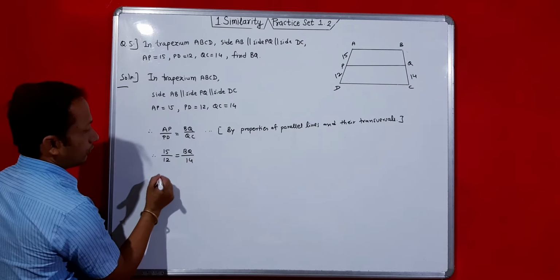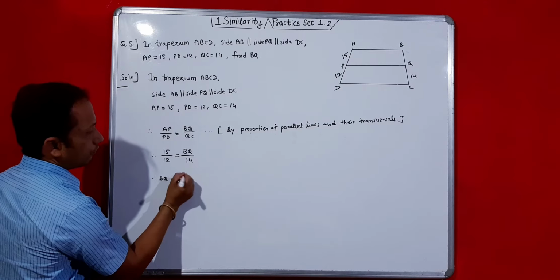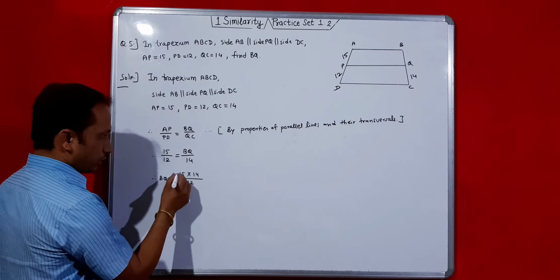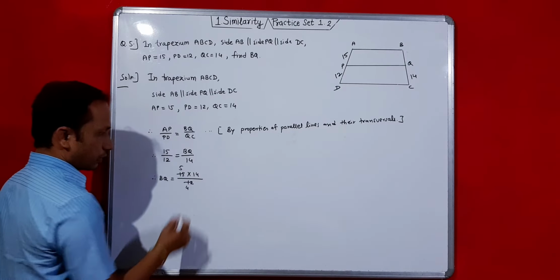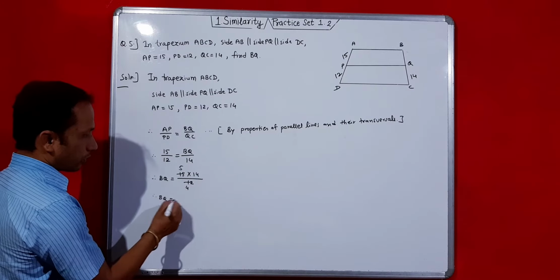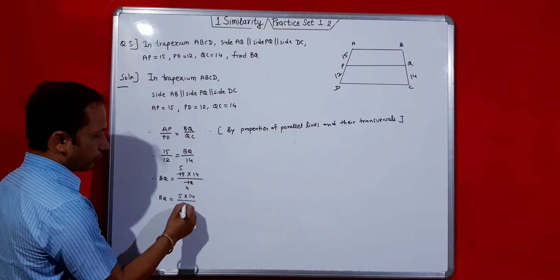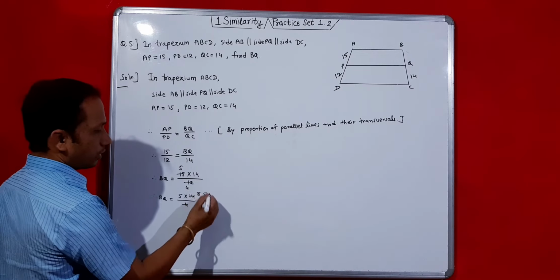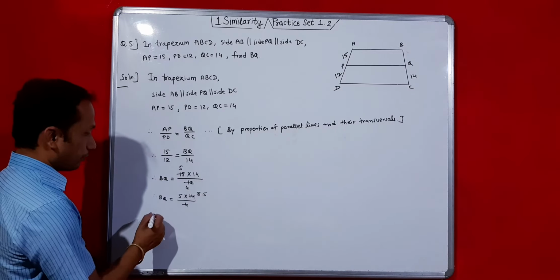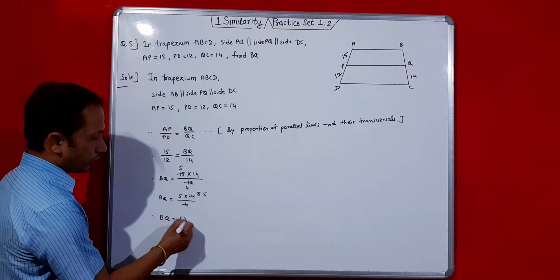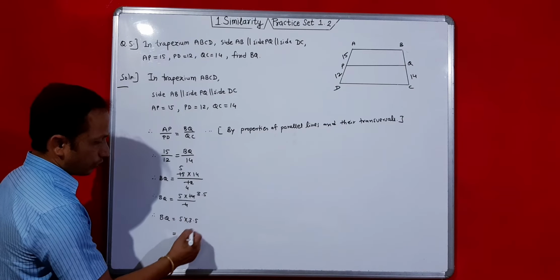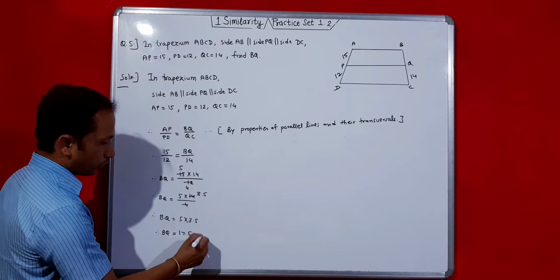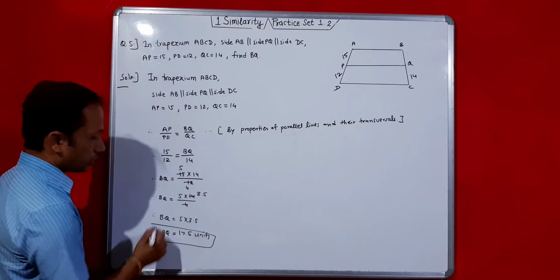Therefore do the cross multiplication. BQ is equal to 15 into 14 divided by 12. First, 3 5s are 15 and 3 4s are 12, so BQ is 5 into 14 divided by 4. Then 4 3s are 12 and 4 5s are 20, so BQ is equal to 5 into 3.5. So 5 5s are 25, so 17.5. BQ is equal to 17.5 units. This is our final solution.